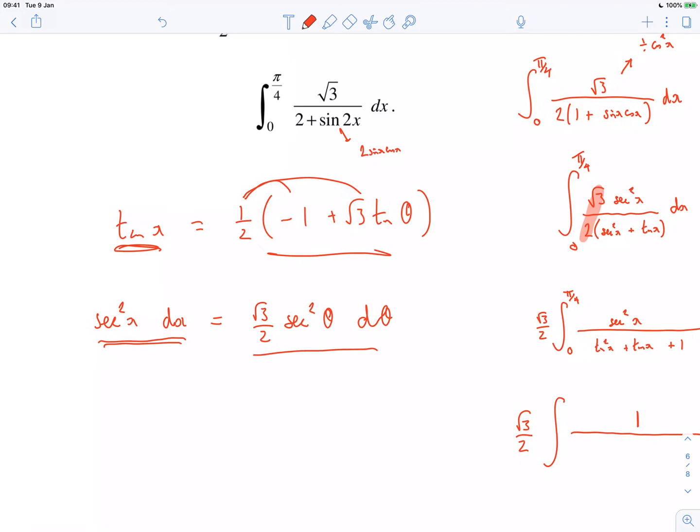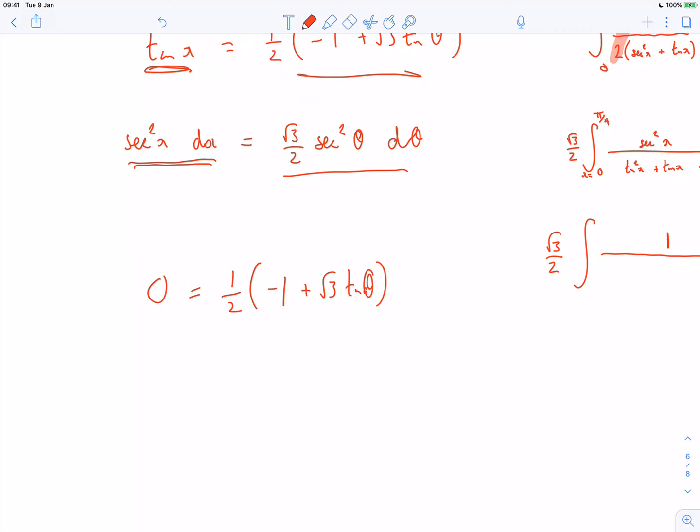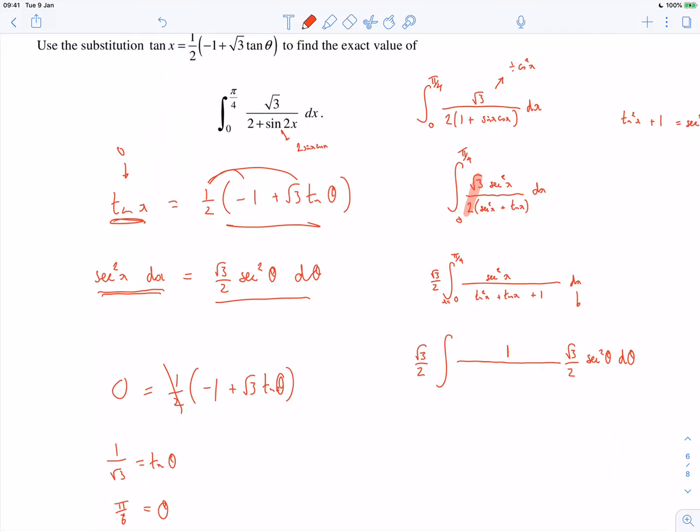Now let's have a little think about what's happening with the limits. So when x is 0, then this is going to equal 0. So we're now going to have a half of minus 1 plus root 3 tan theta equals 0. So times by 2 to get rid of that. Add 1, divided by root 3 is tan theta. So theta, what's the inverse tan of 1 over root 3? I believe that's 1/6 of pi. So the new limit on the bottom is going to be pi over 6 for theta.